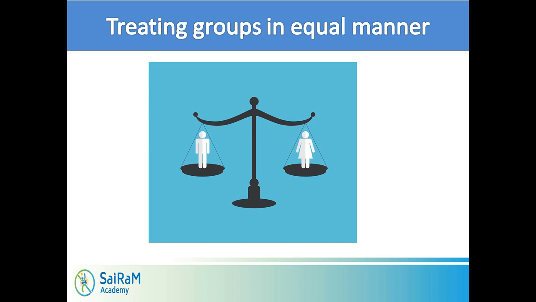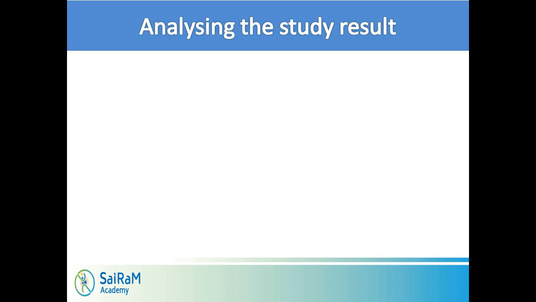For example, sometimes the primary researcher will say, I have treated group B and somebody else has treated group A. In that case, you have to mention how qualified that person was. He might be an amateur who is treating patients for the first time. Then you cannot equate these two groups. So everything matters here. The next important thing is analyzing the study results.